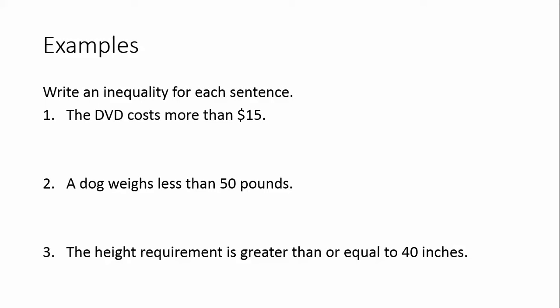But so the first thing we're trying to figure out is what is our unknown? Well, our unknown is the cost of the DVD. So the cost of the DVD is going to be X. X is going to represent the cost of the DVD. We also have the more than symbol. So we're going to have the greater than symbol. It says more than, so we're going to use greater than. And the number we're trying to be greater than is 15. So we would write X is greater than 15. That means that the cost of the DVD is more than $15.